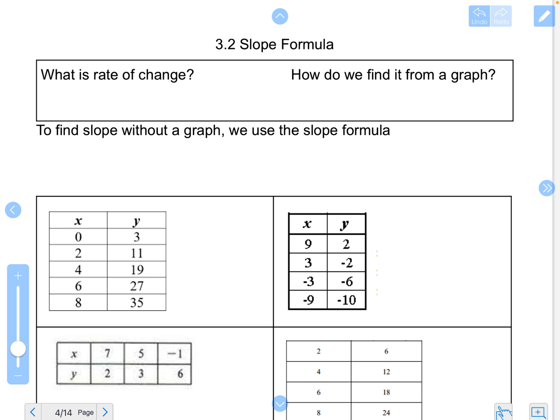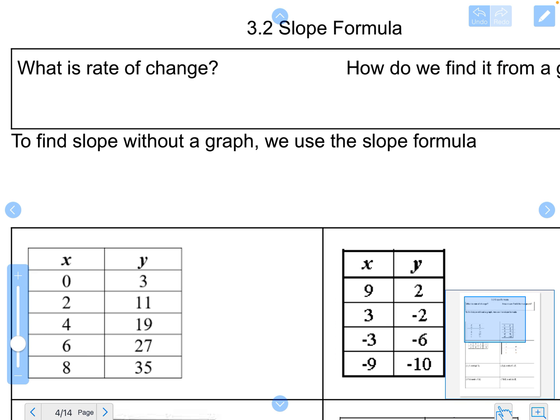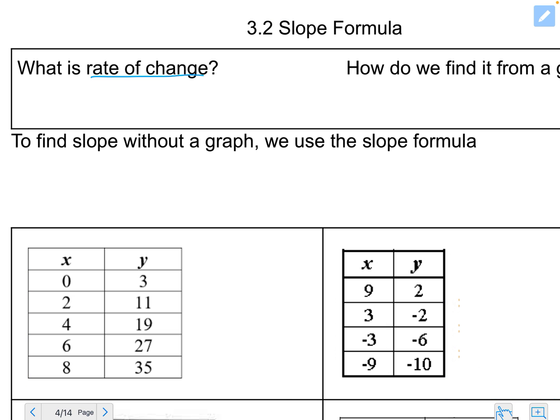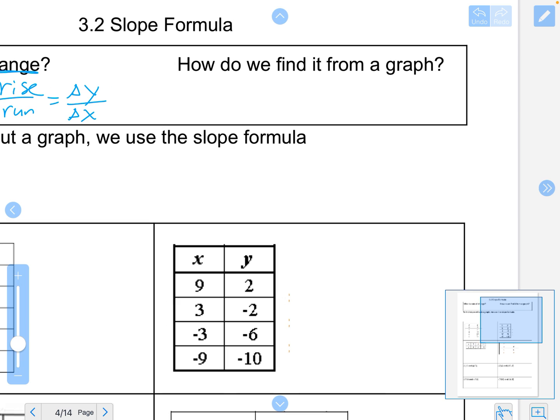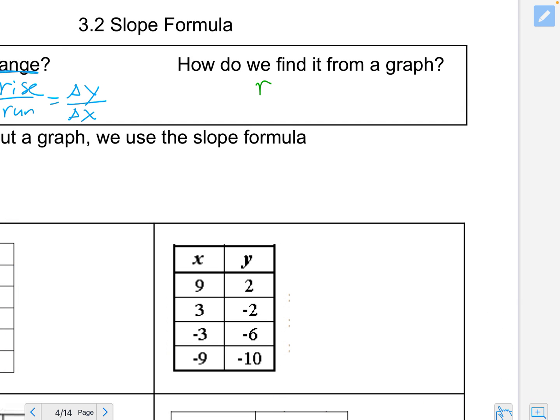So, real quick, let's review to make sure that we remember what some of these key words are. Rate of change, we said the same thing as slope. Slope is represented by the letter M, and slope on a graph is rise over run, which is the same thing as the change in y over the change in x. And again, the way that we find it from a graph, I just said it, is we go rise over run.